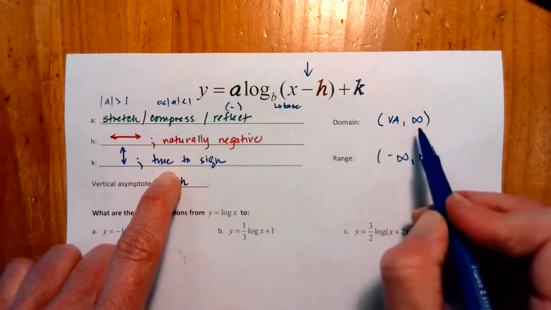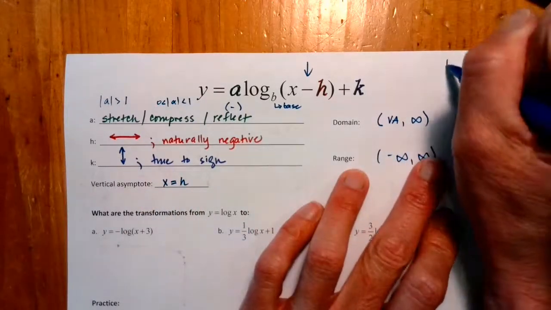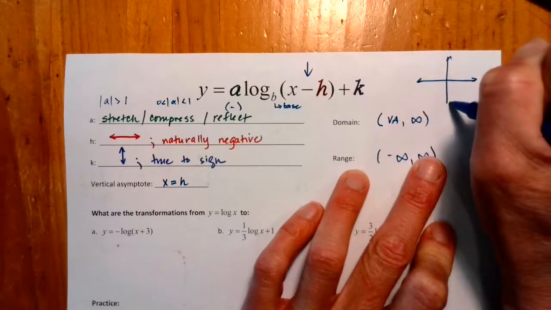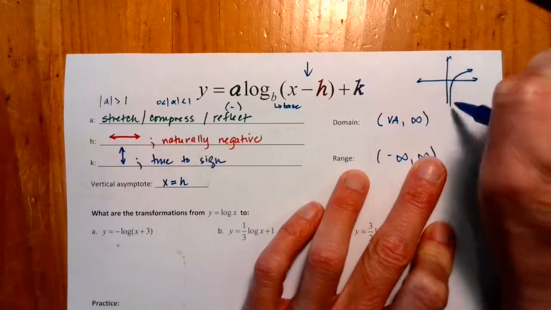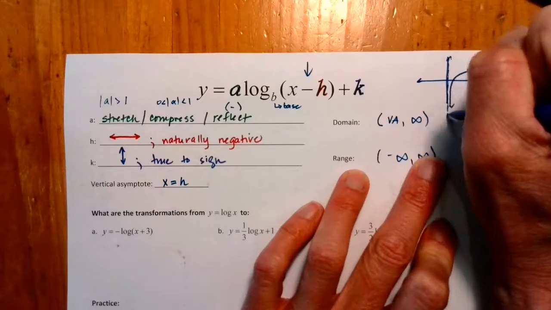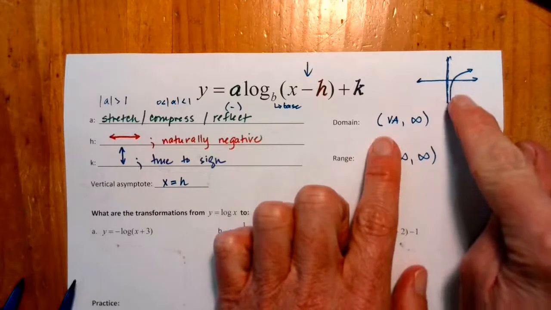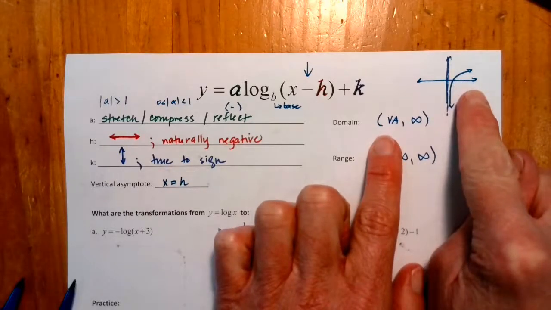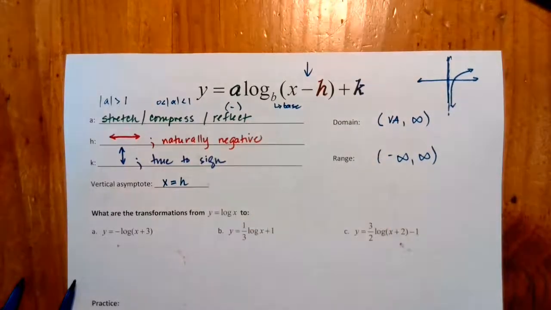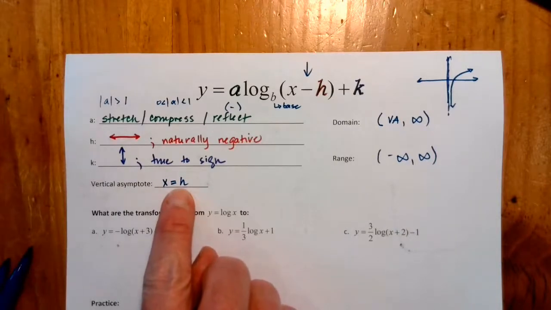When we talk about our domain, we can only put in from that vertical asymptote on. So it might be a good idea for you to picture what that graph looks like, because that vertical asymptote comes up and goes something like this, and we have that vertical asymptote that exists right here on the axis. So the only thing we can put into this function is what happens on the positive side of the vertical asymptote. Our range, of course, is negative infinity to positive infinity. Everything can come out.